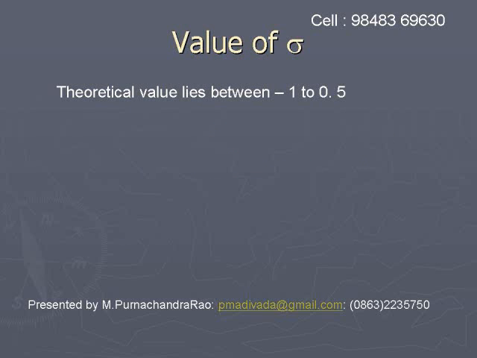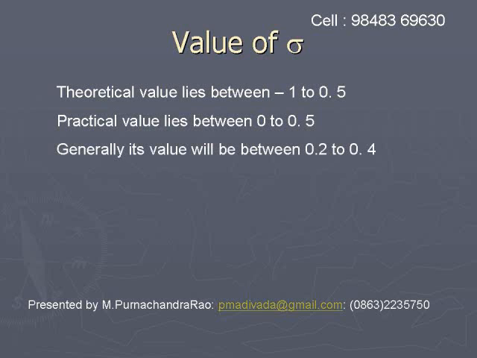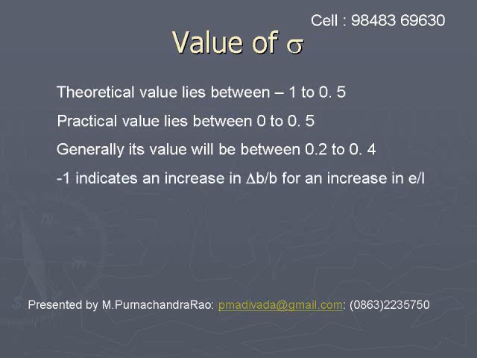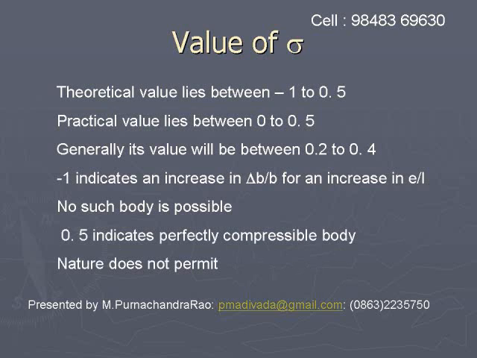The value of sigma. Theoretically, it is derived that its value lies between minus 1 and 0.5. But practically, it should lie between 0 and 0.5. Generally, its value is obtained between 0.2 and 0.4. Minus 1 indicates an increase in delta B by B for an increase in E by L. No such body is possible in nature. 0.5 indicates a perfectly compressible body. Nature does not permit. Hence, these two limits are impossible to attain.